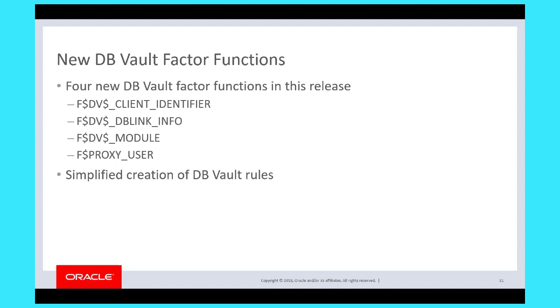Speaking of making things easier, we have added 4 new Database Vault factor functions to 18C. We've added a factor for client identifier, for database link information, for program module, and for proxy user. These are things that you could have done prior to 18C using sys_context userenv, but that is a little bit more work than just using a factor name. So since we commonly see people that are doing these factors, we've now created factors for them, and it'll make creating your Database Vault rules a little bit simpler.